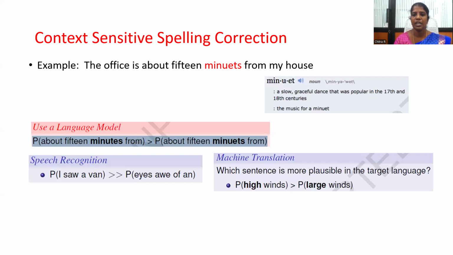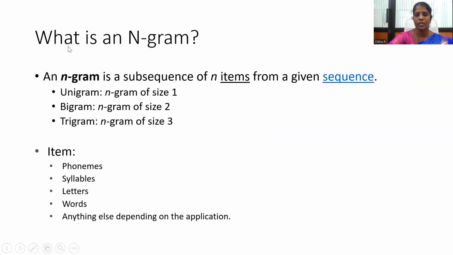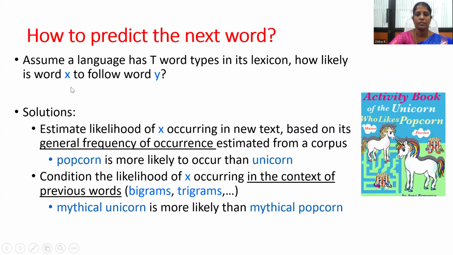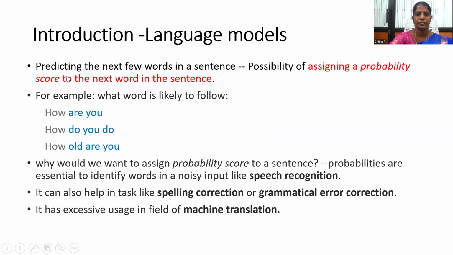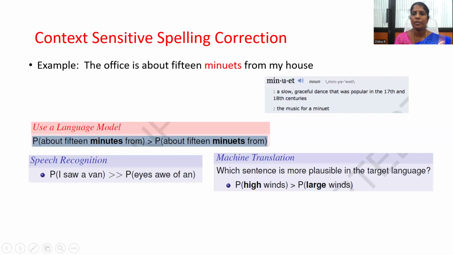For example, I tell you, I am coming to your class. Okay, I am coming to your class. So in that situation, I am coming to your class. Automatically you think that I am coming to your class.